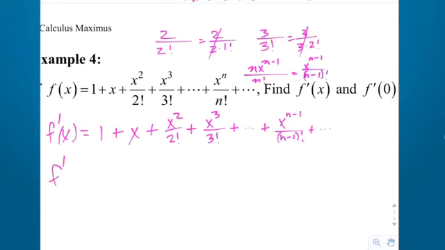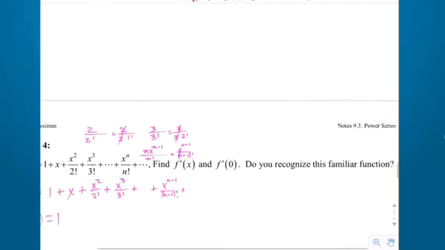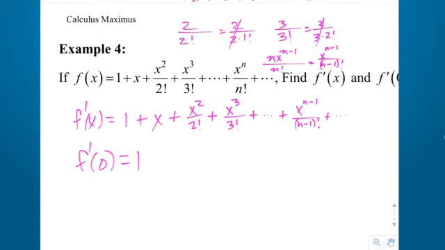So what is f prime of 0? Well, let's try that out. f prime of 0 is 1 plus 0 plus 0 plus 0 plus 0 plus 0 plus 0 plus 0. So it's 1. Now the question says, do you recognize this familiar function? And of course, yeah, you do recognize it. You should recognize it from the top. We just did that, right? This is e to the x. And what is the derivative of e to the x? e to the x. We just kind of proved it works with the Taylor series as well. The derivative of this polynomial is the exact same polynomial. And of course, e to the 0 is 1.